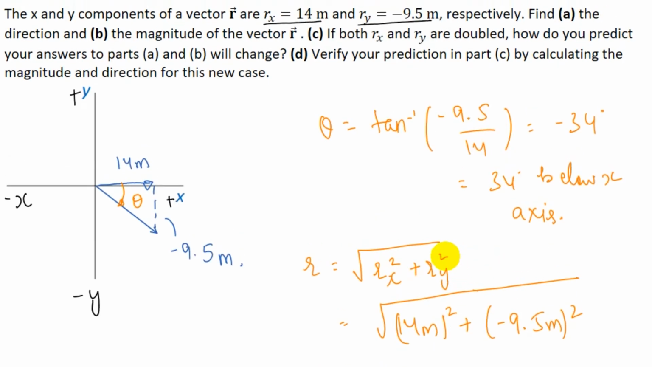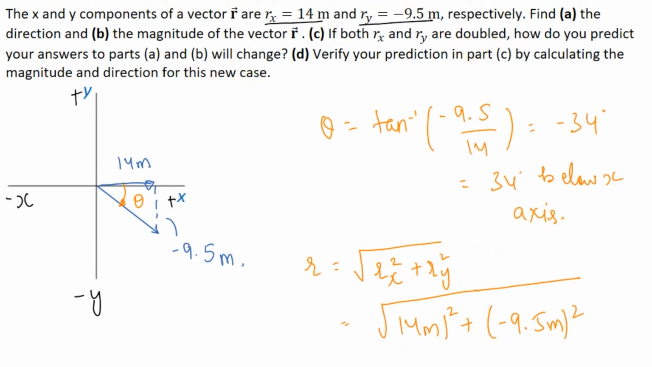Now next in the part C, they are saying if Rx and Ry are doubled, how do you predict the answers to part A and B? So what they are saying is if this Rx is doubled, so 14 times 2, this would become Rx and Ry would become minus 9.5 times 2. Then what would be the change in angle theta and this magnitude r?